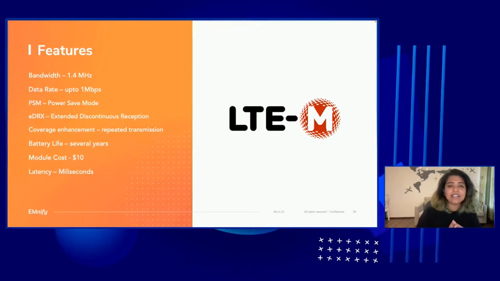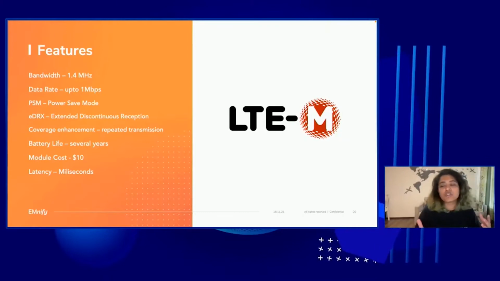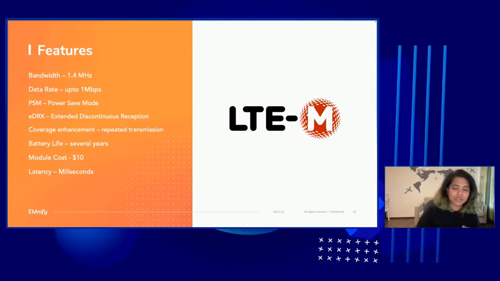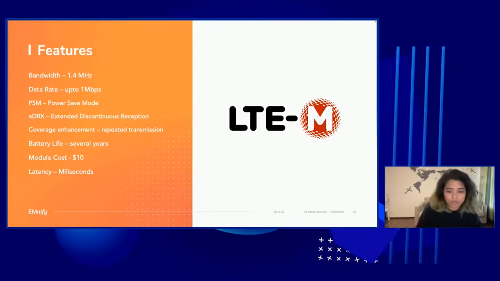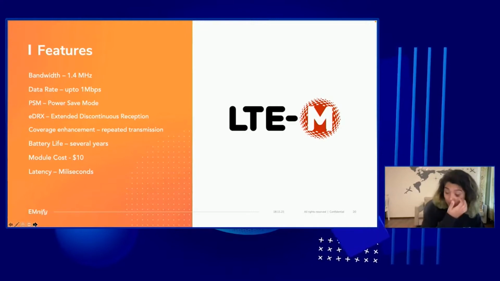And then, let's say the trade-off here is that the latency is a few milliseconds, which depends on what use case you're using it for. And in the use cases that you would use LTE-M, which I will cover later, this is fair. Milliseconds is still fair.